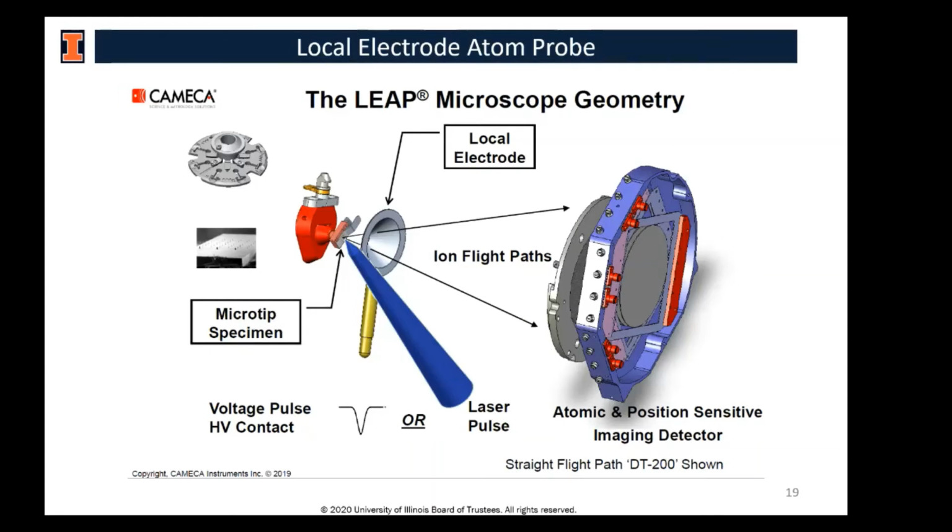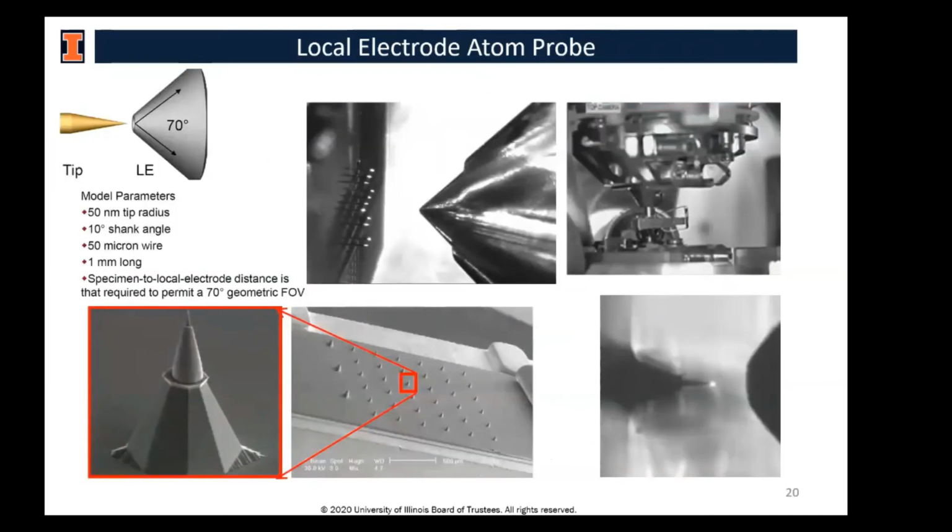So on the left-hand side, there is a set of emitters. You will see that on the next slide in more detail. There is a small local electrode like a cone, and then the position sensitive detector on the right-hand side. The main high voltage is applied to the emitter or emitter sets. The local electrode has pulses, or in the laser mode, the emitters would be illuminated by a laser pulse. So here, there's geometry on the upper left, the tip in a goldish color, and the local electrode on the right-hand side, LE.